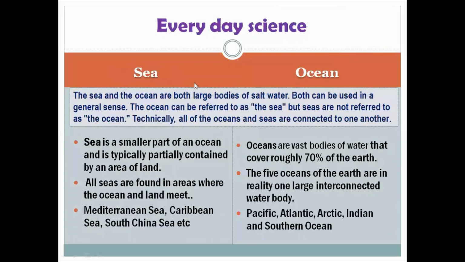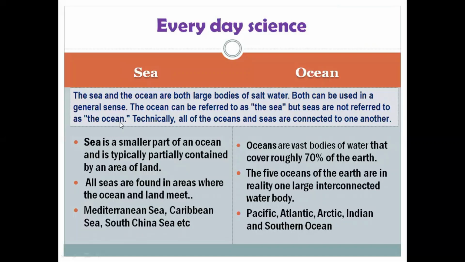Now we have another pair of terms, sea and the ocean. Most of the time people interchangeably use these two words, sea and ocean. Most people don't know their real meaning, but in reality they have a very little difference. So we'll see in detail. The sea and the ocean are both large bodies of salt water. Both can be used in a general sense, as we are using them generally. The ocean can be referred to as the sea, but seas are not referred to as the ocean.